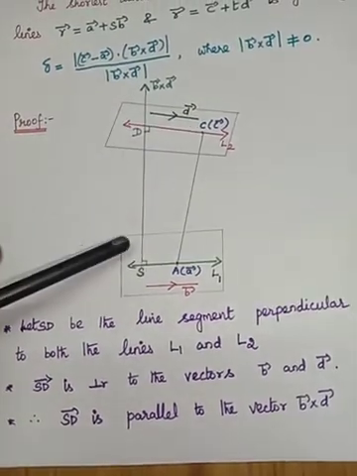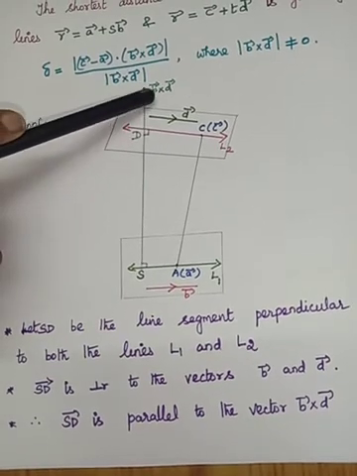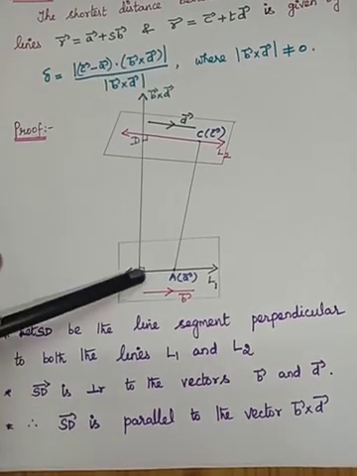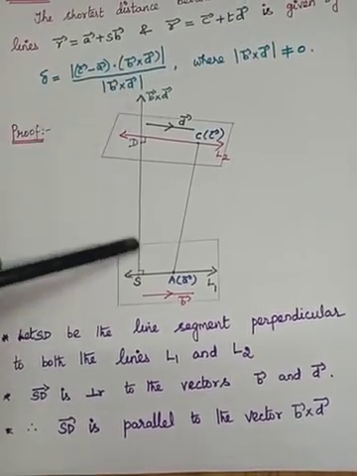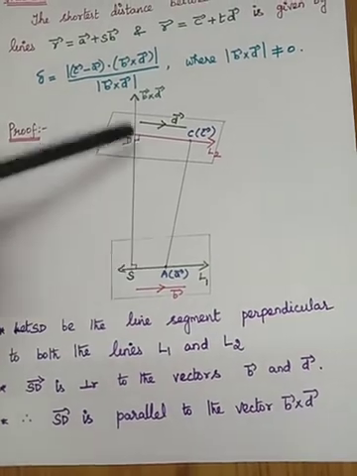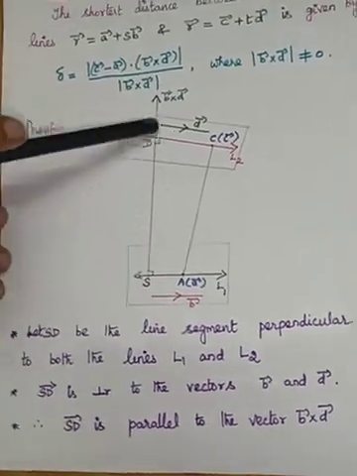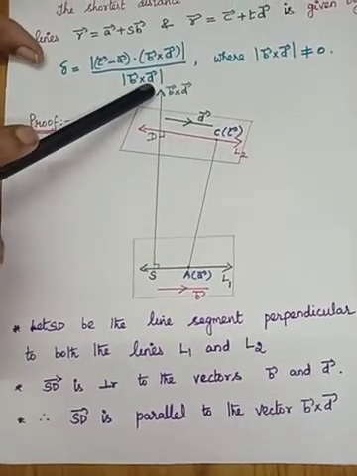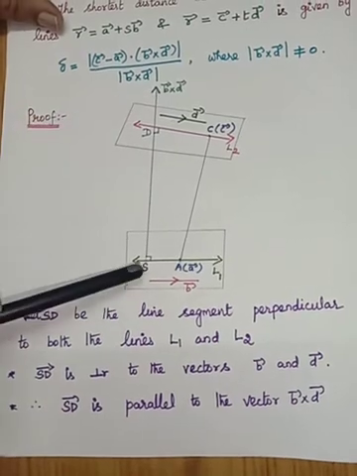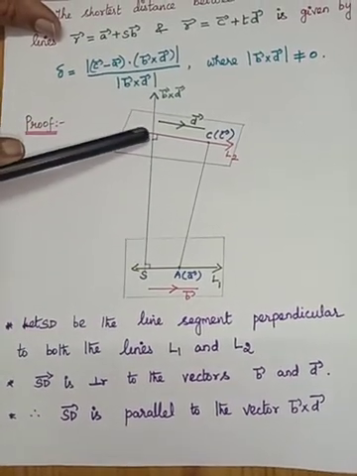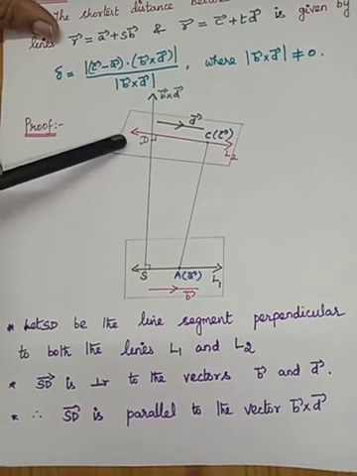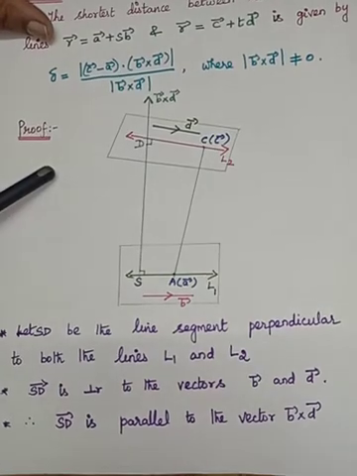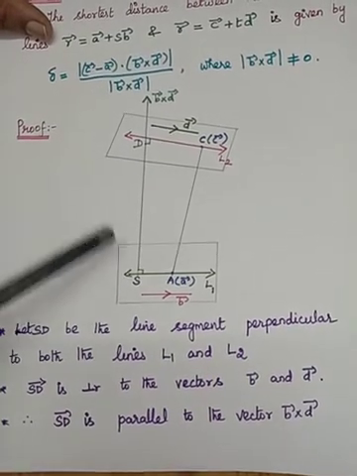While comparing SD vector and b vector cross d vector, how are they? They are parallel. I have drawn SD vector here, and b vector cross d vector is also acting along the same line. Now you are going to find the unit vector in the direction of SD vector. Which vector is acting in the direction of SD vector? b vector cross d vector.